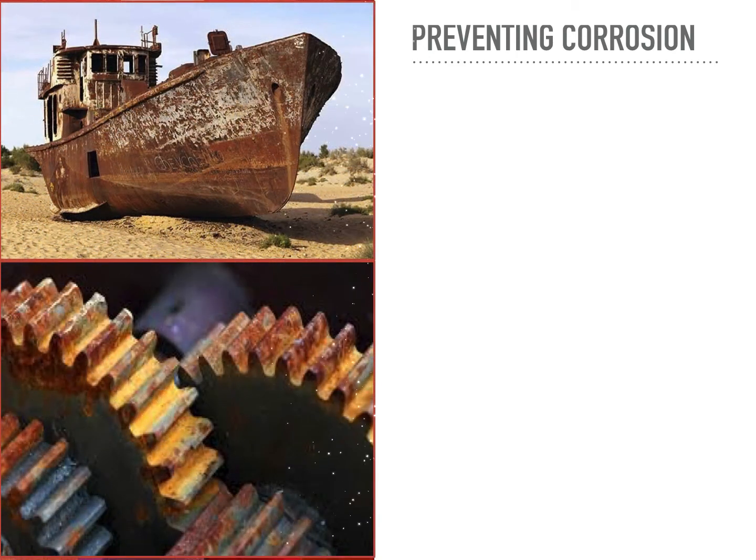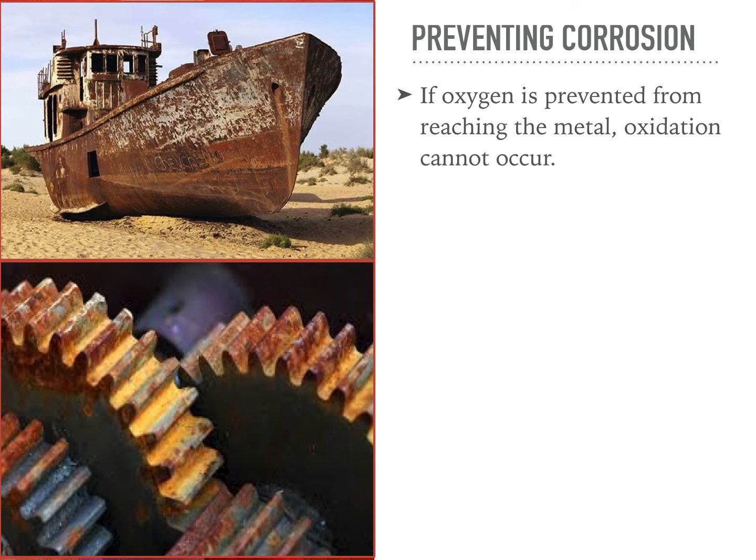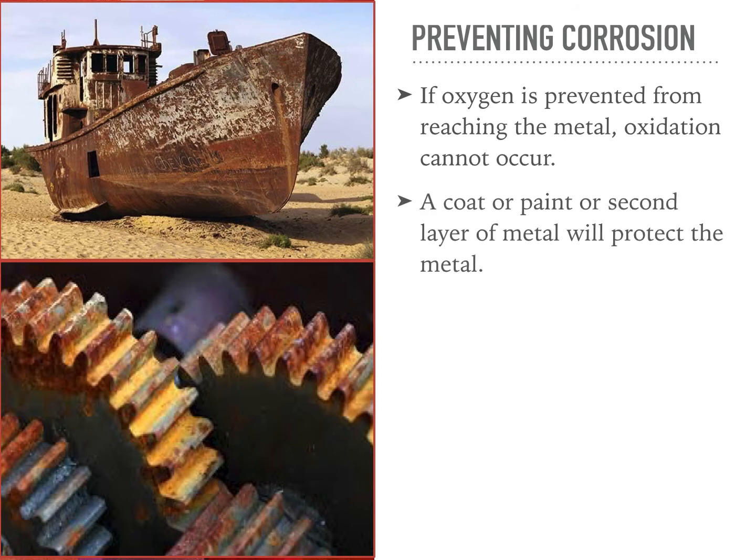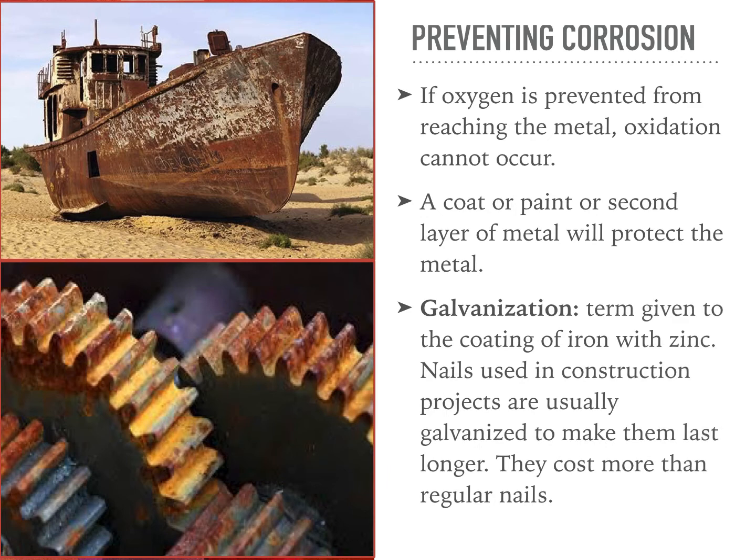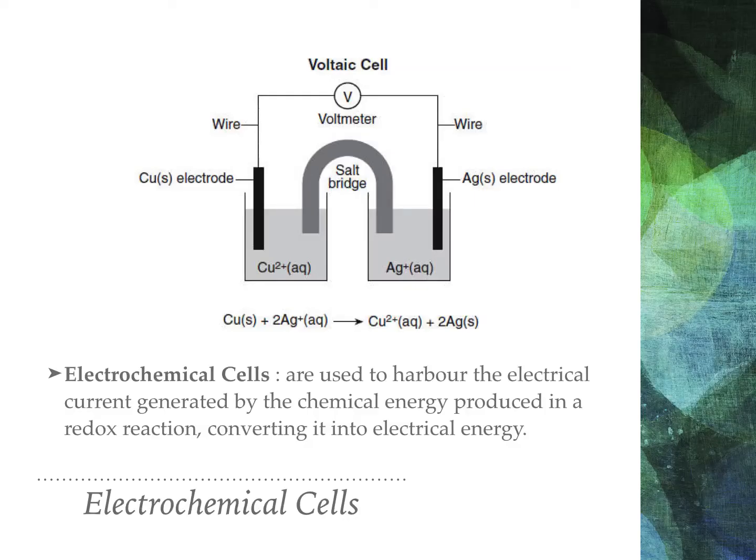Today, industries have many methods to prevent corrosion. If oxygen is prevented from reaching the metal in the first place, oxidation cannot occur. A coat of paint, sealant, or even a thin layer of a second metal will protect this metal. Galvanization is a special term given to the coating of iron with zinc. Nails used in construction projects that will be exposed to air are usually galvanized. Although they are a bit more costly than regular nails, they will last a lot longer.